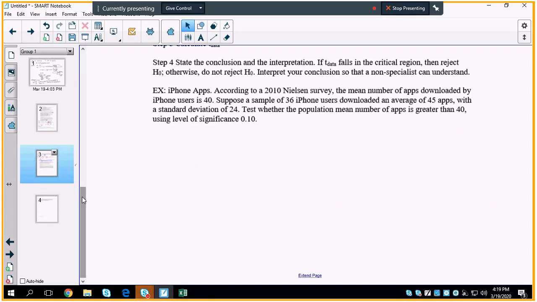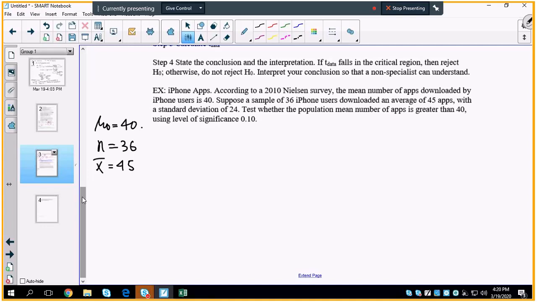iPhone apps. According to a 2010 Nielsen survey, the mean number of apps downloaded by iPhone users is 40. So the survey says that it is 40 in 2010. So I will say that that's the existing mean, mu naught is 40. Suppose a sample of 36 iPhone users. So the sample is of size 36. The 36 iPhone users downloaded an average of 45 apps. So this is your new mean.